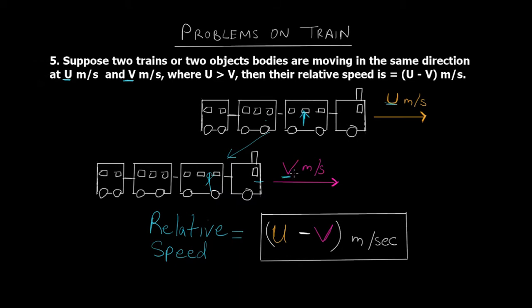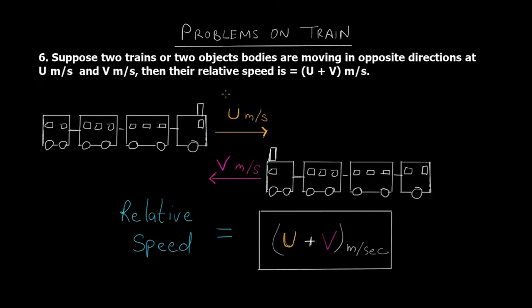And that slow motion can be derived by this equation, or you can say that the relative speed is u minus v meter per second. So make a note of this, and this is only when the train is moving in the same direction. Both the trains are moving in the same direction. So what happens when the trains are moving in opposite direction? Let's try to see point number 6.